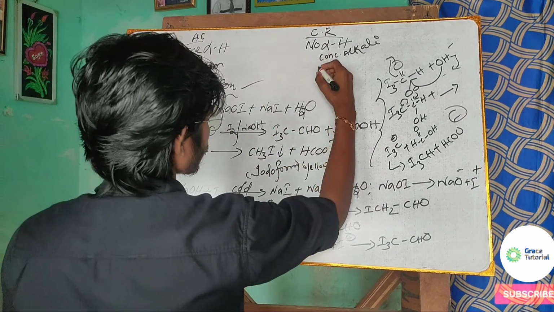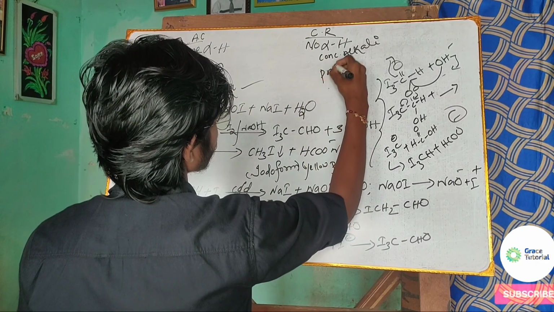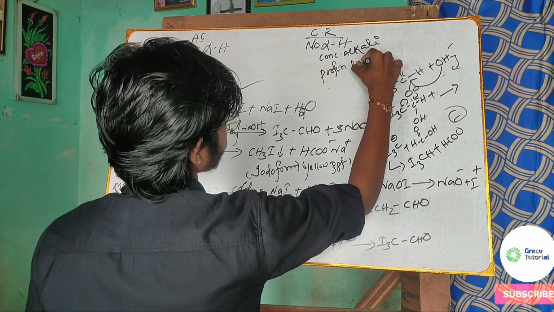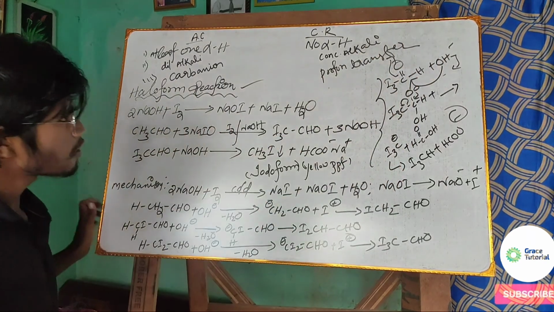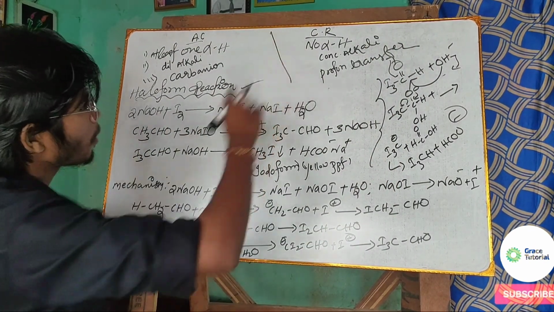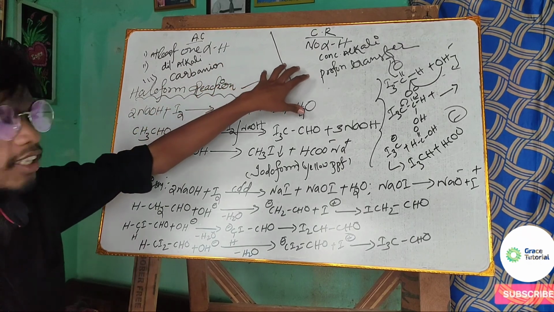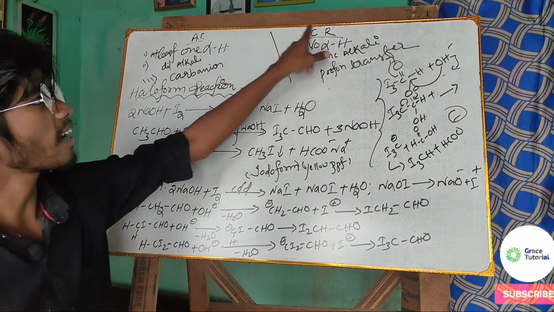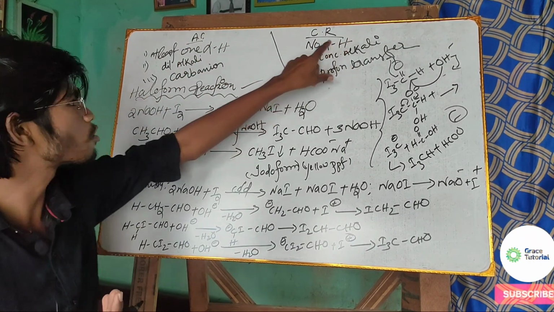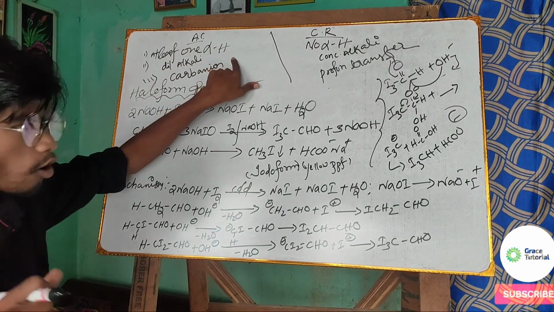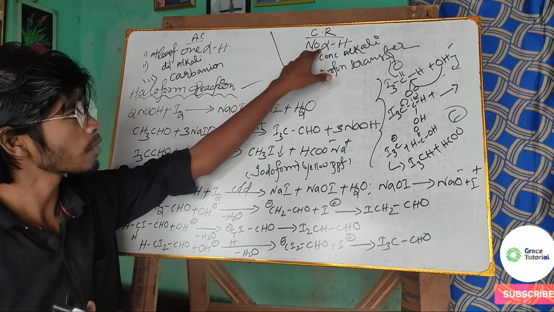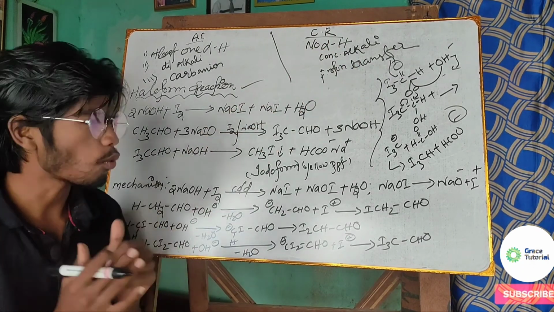But this reaction proceeds through proton transfer. So these are three important points that you need to remember, which differentiate aldol condensation from Cannizzaro's reaction. Let me repeat it once more. In aldol condensation, at least one alpha hydrogen atom is required. On the other hand, in Cannizzaro's reaction, no alpha hydrogen atom is required.